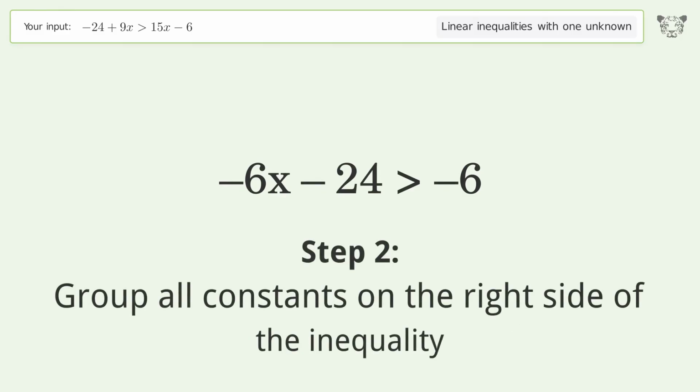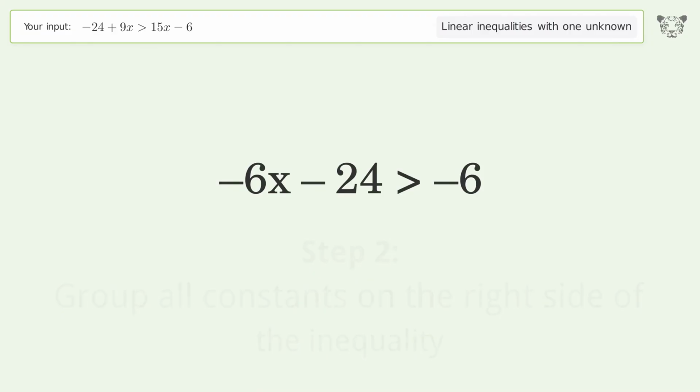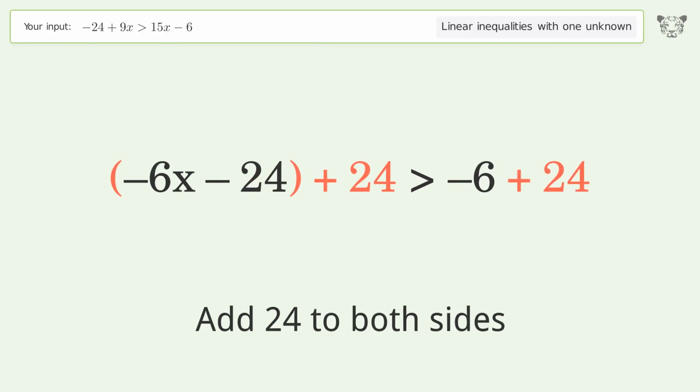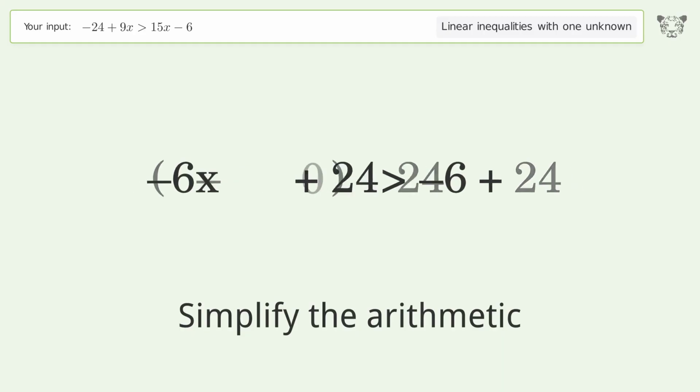Group all constants on the right side of the inequality. Add 24 to both sides. Simplify the arithmetic.